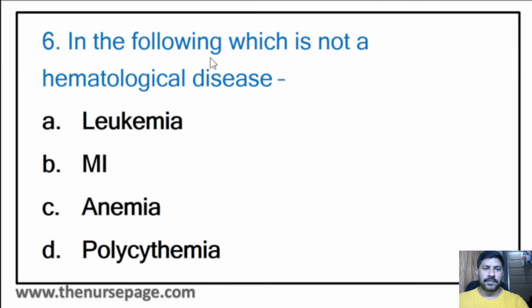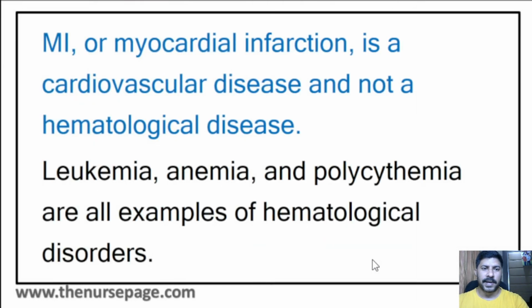Then sixth question, of the following, which is not a hematological disease? Leukemia, MI, MI means myocardial infarction, anemia, polycythemia. Correct answer is MI or myocardial infarction. MI is an example of cardiovascular disease and not a hematological disorder. Leukemia, anemia, and polycythemia are all examples of hematological disorders.